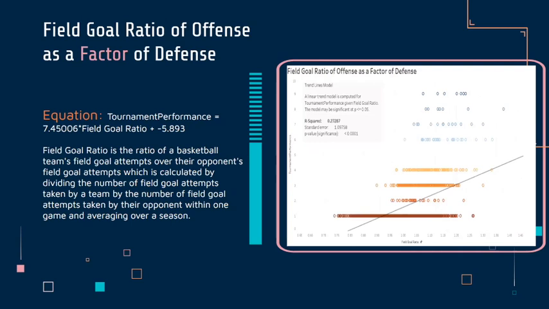Lastly, we have our field goal ratio of offense as a factor of defense. Just to clarify, we actually didn't ask this question, but this is one that we added in through the study because we realized this might be significant. We had the adjusted offensive efficiency and the adjusted defensive efficiency, and we know that a combination of those is what makes a good team because you can't be all offense or all defense. But over studying it, we decided we'd also like to take a look at this and see how it ranks up against the other measures.